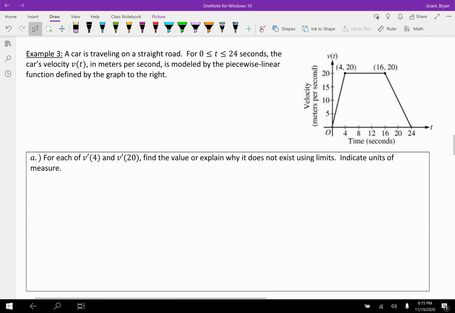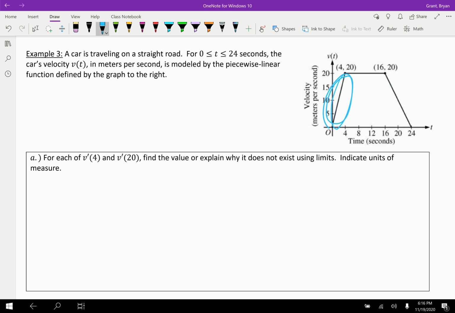All right, last page. Hey, we're away from equations. Now we have a graph. Let's see what this graph is telling us. A car is traveling on a straight road. And you might say, well, this road doesn't look straight. It looks like the car goes up and then stays flat and then goes down. But these are the velocities of the car.